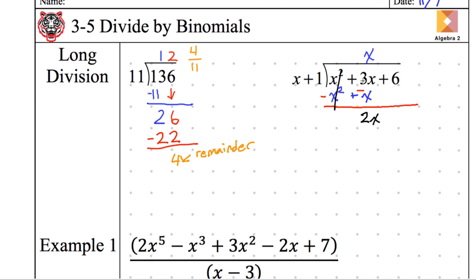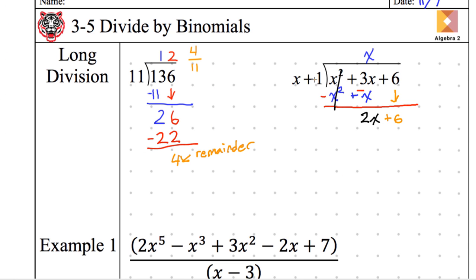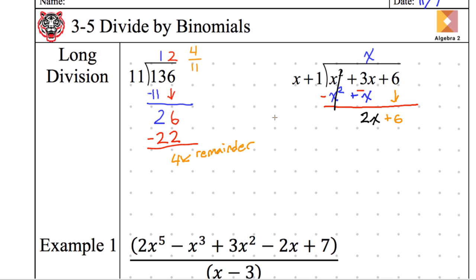All right. What's my next step? Quiet raised hand. Bring down the plus 6. So we're going to bring it down, plus 6. And my new question for us is, what is the question? What is the question you need to be asking yourselves? What is the question? What is the answer? I need to know both of those parts.